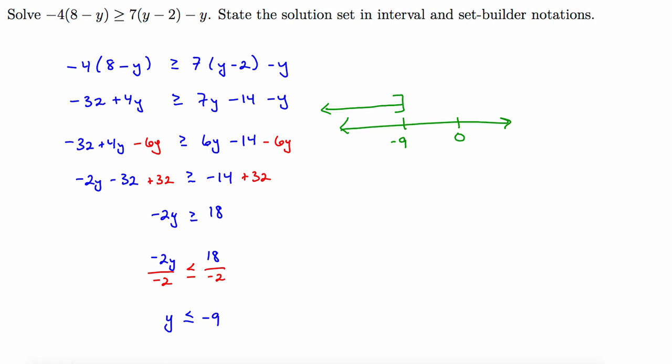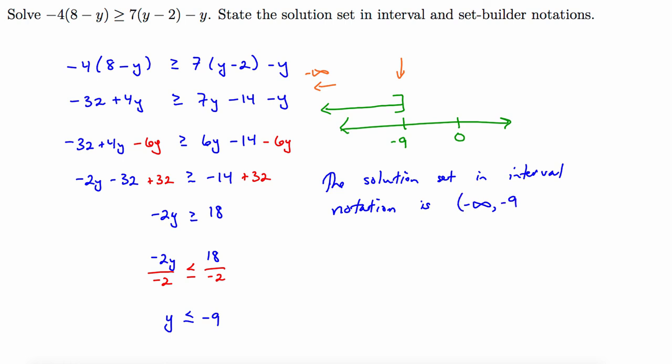Given this sketch of a number line, it'll be easier for us to orient our interval notation. We know on the left side there is no end, so we're going to describe it as going all the way from negative infinity, and on the right end, we're stopping here at negative 9. So the solution set in interval notation is from negative infinity on the left up to negative 9 on the right. We do not include negative infinity, so it gets a parenthesis, and we do include negative 9, so it gets a bracket. And the solution set written in set builder notation would be the set of all y's such that y is less than or equal to negative 9.